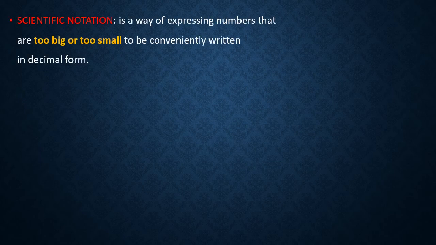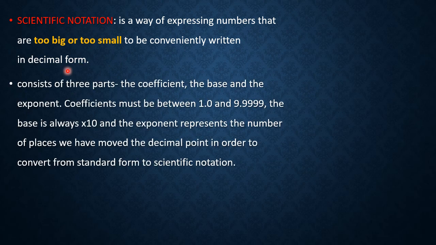Now we will go to the scientific notation. Scientific notation is a way of expressing numbers that are too big or too small to be conveniently written in decimal form. Here this is very important: too big and too small to be conveniently written in decimal form. It consists of three parts: one is the coefficient, base, and the exponent.